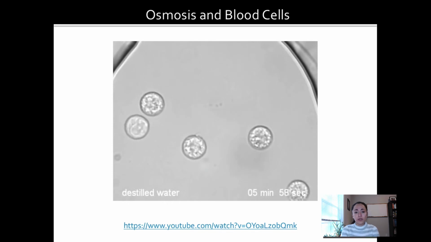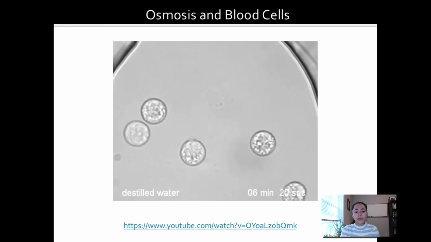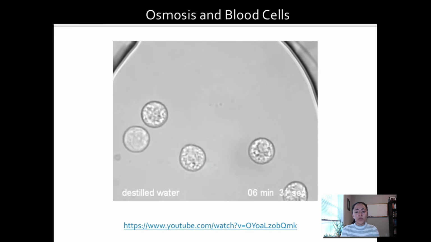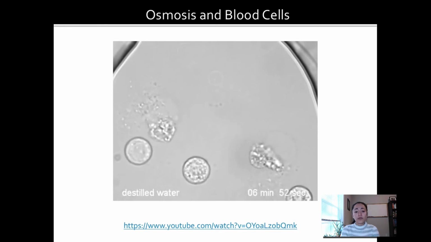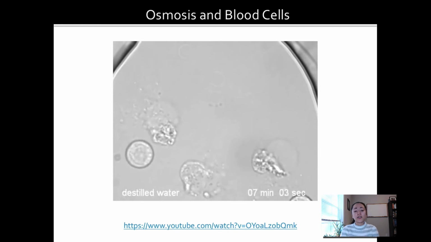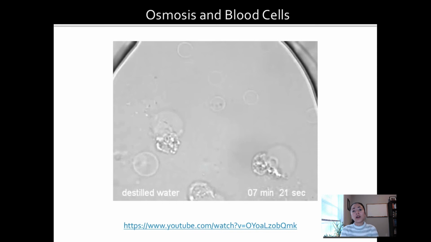So you saw the red blood cells disappear, and now the white blood cells are filling with water. They're expanding, and eventually they won't be able to contain that anymore, and they'll burst. So it's very dangerous for your cells to be placed in an environment like that. If your body can't regulate its solute concentrations very well, it can be very disastrous.